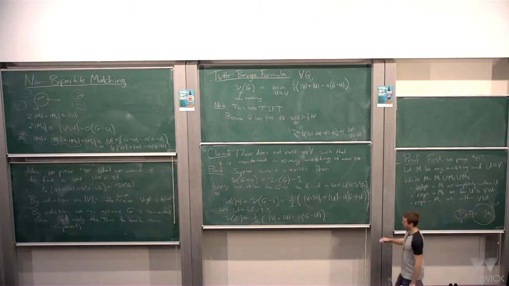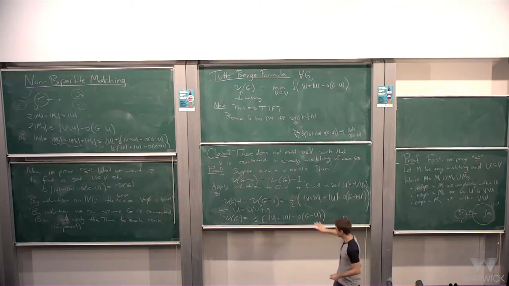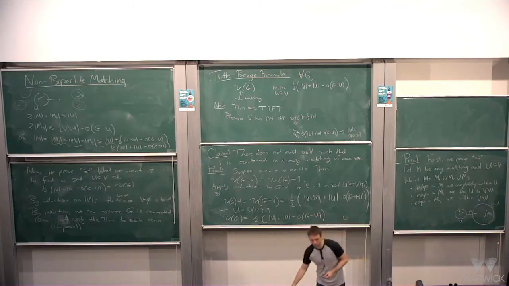So this proves the claim, because if such a vertex existed, I would just be done, because this is exactly the equality we were looking for. Any questions about that? Okay.